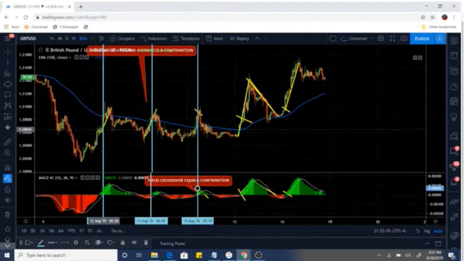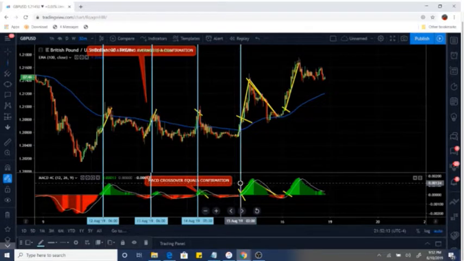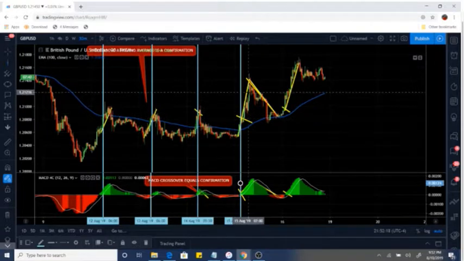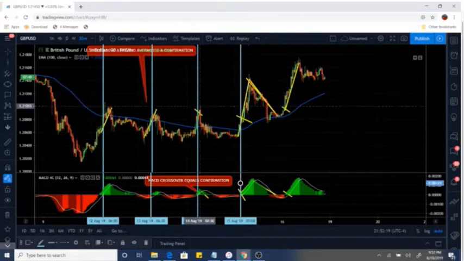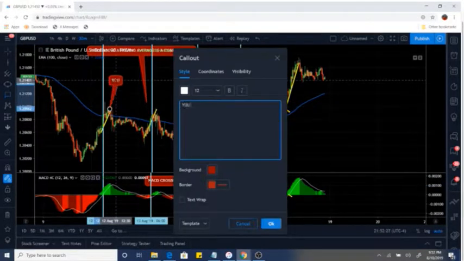Crossover, crossover, crossover, crossover. What's the difference between these crossovers and this crossover? When this crossed over, instead of initially buying here, you do not buy on the initial crossover.